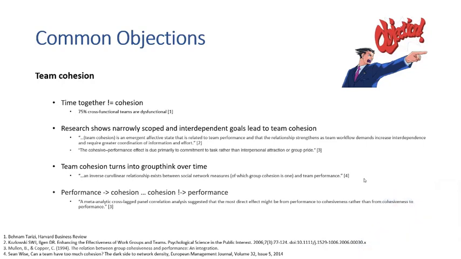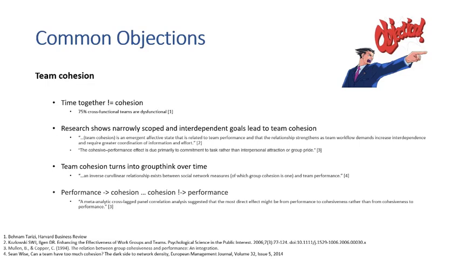So performance leads to cohesion, but cohesion does not lead to performance. This is statistically a true statement. A meta-analytic cross-lagged panel correlation analysis, which is a lot of jargon, but for those of you who are interested in these types of things, it just basically means there was a study done on a group of studies. So it's a study of studies, okay? It suggested that the most direct effect might be from performance to cohesiveness rather than cohesiveness to performance.